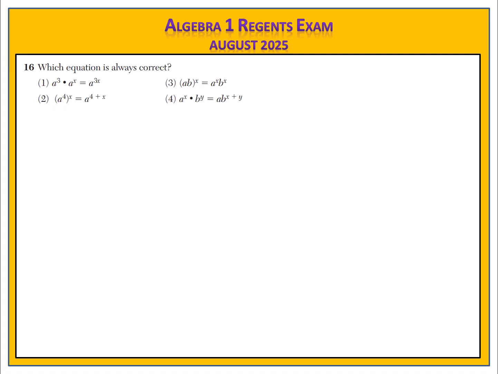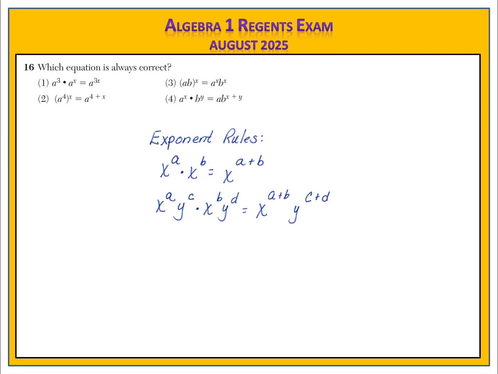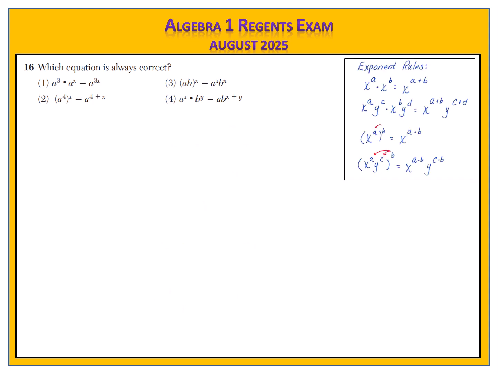Problem 16. Which equation is always correct? These equations involve the exponent rules. Remember the exponent rules. When we multiply things that have the same base, the base is the thing that has the exponent, we add those exponents together. When we have an exponent outside of a parenthesis, we can distribute that exponent in to the exponents that are inside. These rules are what are going to allow us to determine which equation is correct.